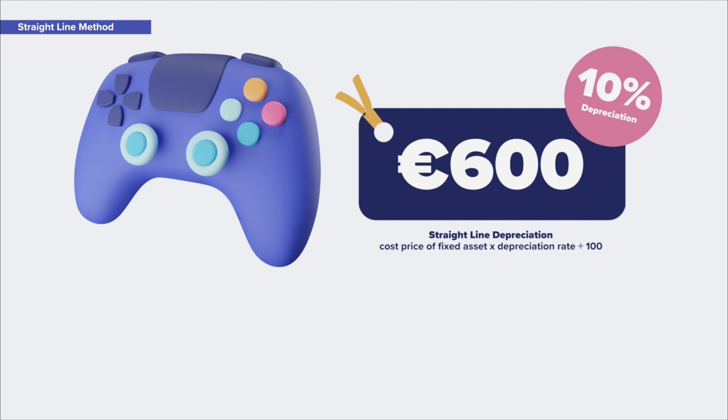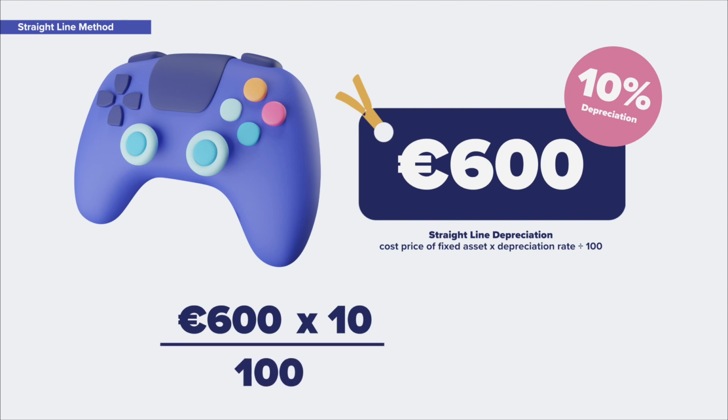Basically, what we're doing here is finding 10% of €600. You do this by taking €600, which is your initial cost, multiplying it by 10, which is our depreciation, and dividing it by 100, which leaves us with €60. This means our game console depreciates by €60 every single year.